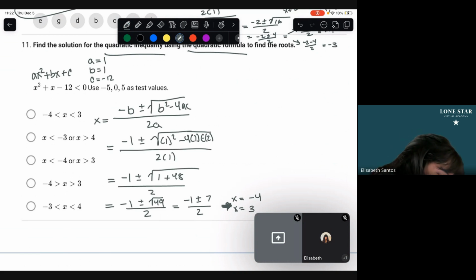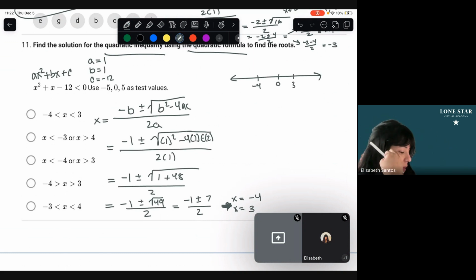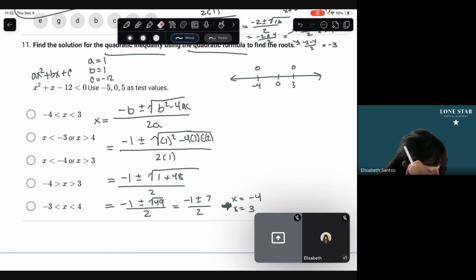Okay, so now we're going to create a number line. We're going to set 0 right there and negative 4, which is somewhere here, and 3 is right here. All right, so we're going to use some test values to find where the x values are located. Are they going to be between them? Or are they going to go in opposite directions? Meaning, are my x values going to be like 4, 5, 6, and negative 5, negative 6, and so forth?